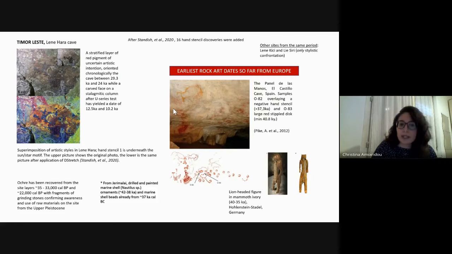Also because inside the cave, all the hand stencils come from the deepest part of the cave, somehow segmenting the cave in two distinct units. The figurative motifs come from the area close to the entrance, which is typical of the APT. I mean, when I say APT, it is the Austronesian painting tradition. And the hand stencils, all in red color, come from the deepest part.